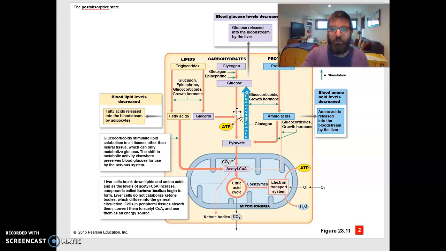We are not building, we are breaking down. We are using our savings. We're breaking down triglycerides to make ATP. We're breaking down glycogen to make glucose to make ATP. And we may even be breaking down proteins if necessary.